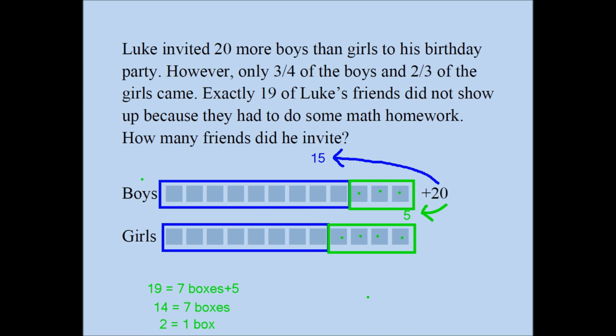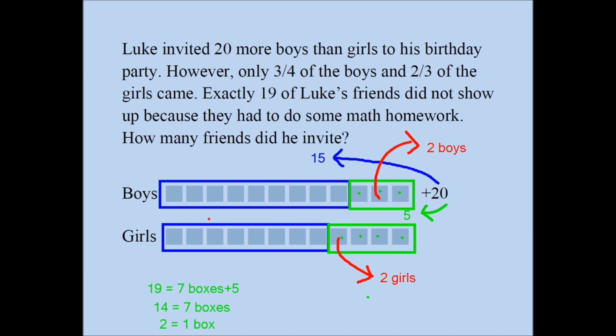So the question says, how many friends did he invite? Let's go back to red. So we know that each box represents 2 kids. I'm going to write here 2 girls. And each box here represents 2 boys. Now, I need to find out how many friends he invited.